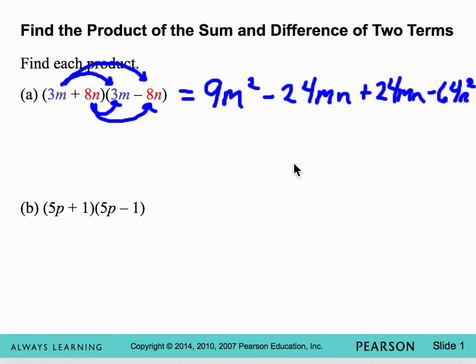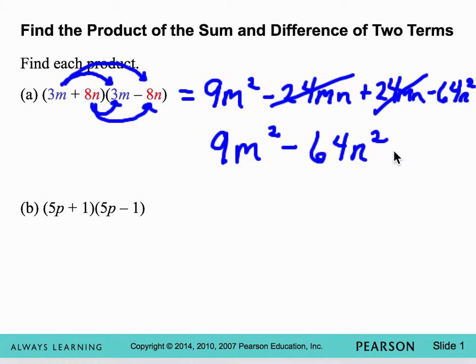And when we're combining our like terms, look what happens. We have negative 24mn plus 24mn. So those middle terms disappear, leaving me with just 9m squared minus 64n squared. Okay, so look what that is. And pay attention to what the binomials look like. Everything is exactly the same. The only difference is the sign in the middle is opposite. One's a plus, one's a minus.